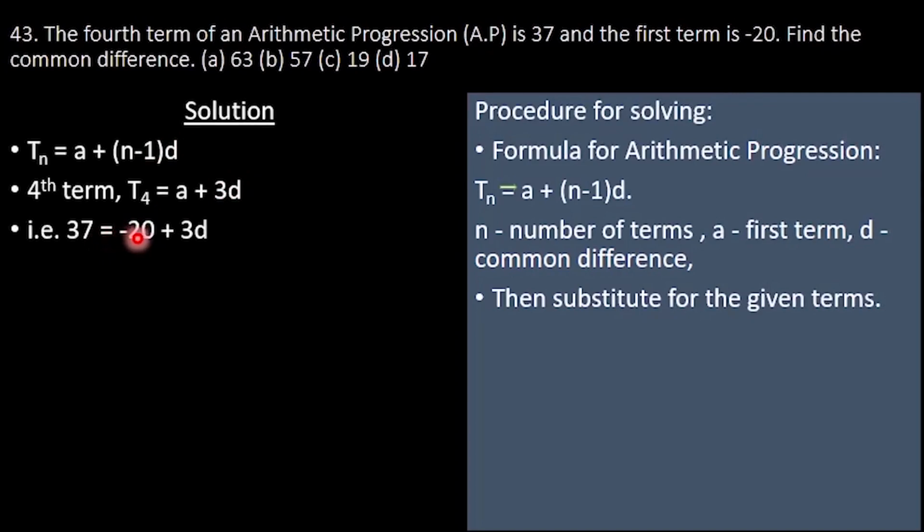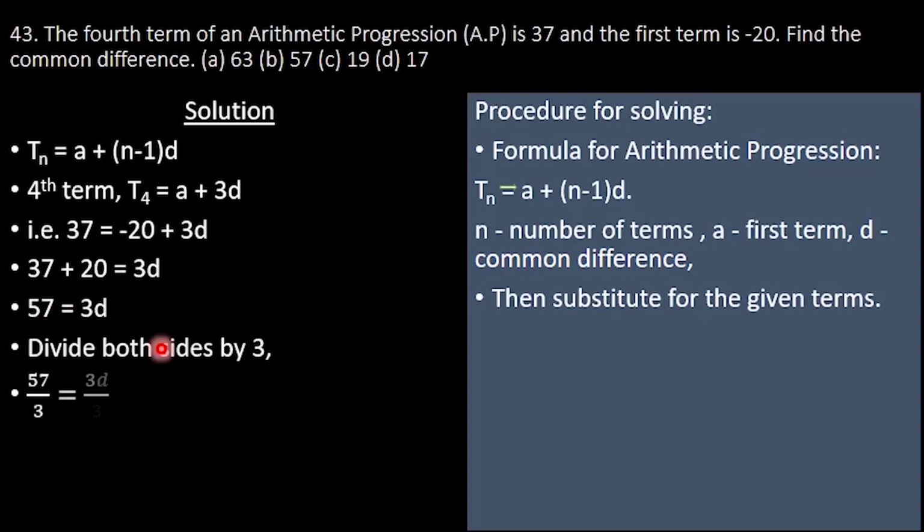When you collect the like terms, this minus 20 will come here, it returns to plus 20. We now have 37 plus 20 equals to 3d. Now 37 plus 20 now is equals to 57. Then divide both sides by 3. d now is equals to 57 over 3 equals to 19.